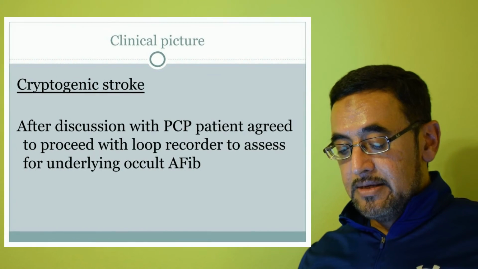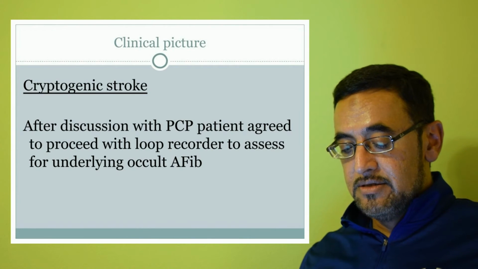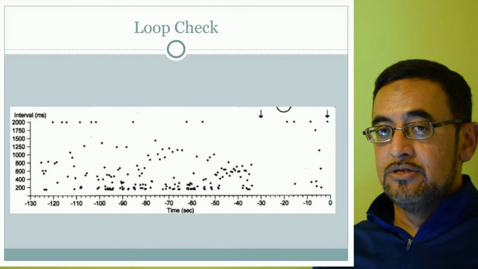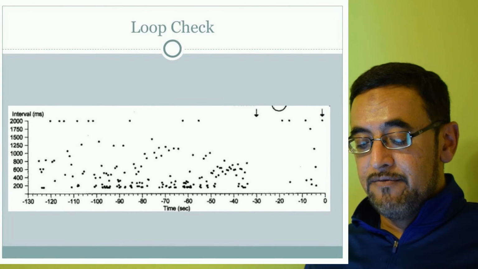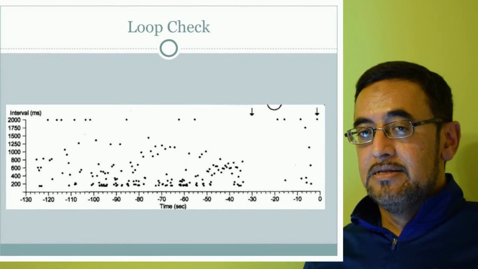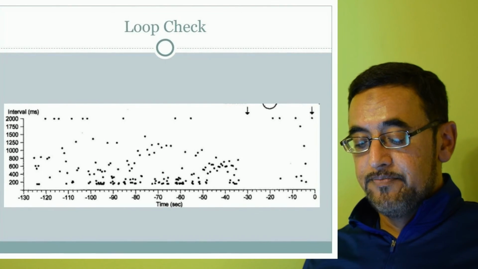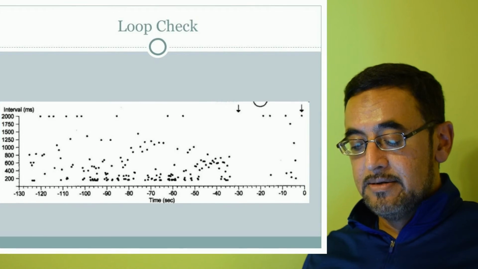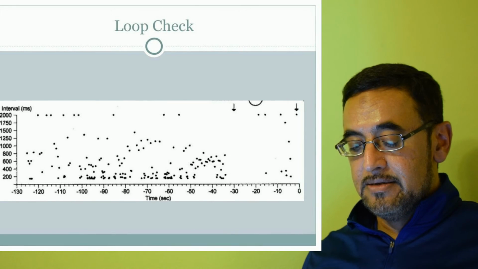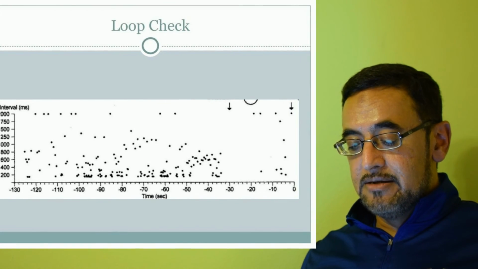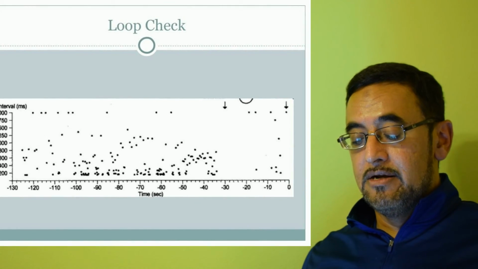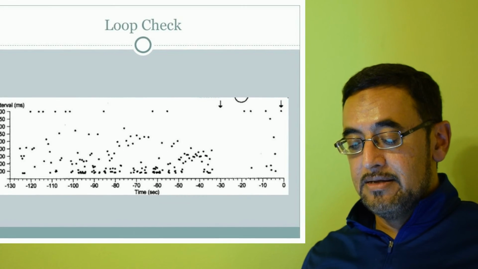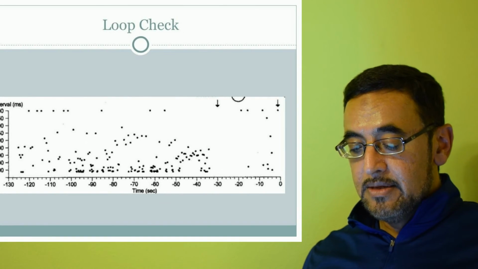Patient had a loop recorder discussion where we explained that patients with cryptogenic stroke often have underlying AFib, as much as 37% on loop implant at up to 3 years. Patient got a loop implant, and on loop check he had this finding, which is a scatter plot showing a lot of heart rate variability. The patient had underlying AFib.